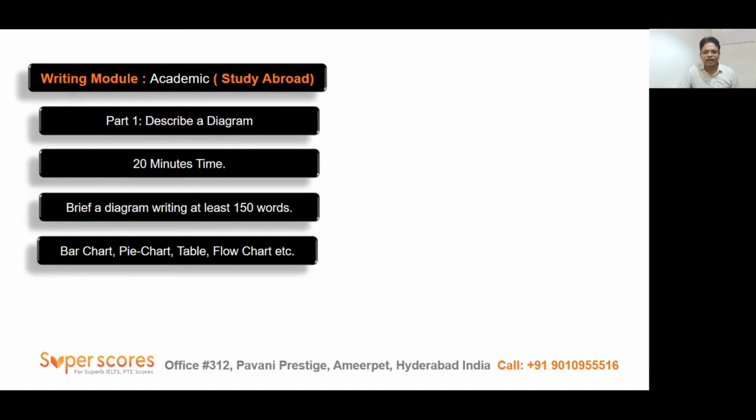Okay, then what kind of diagrams do I get in the exam? This may be a question. So the types of diagrams you get in the exam would be bar charts, there can be pie chart, there can be comparison images, there can be tables, there can be flow charts, there can be life cycles, different types of diagrams. Whatever be the diagram you get, you have to brief it in 20 minutes time, and you have to write about the diagram. The briefing has to be at least 150 words.